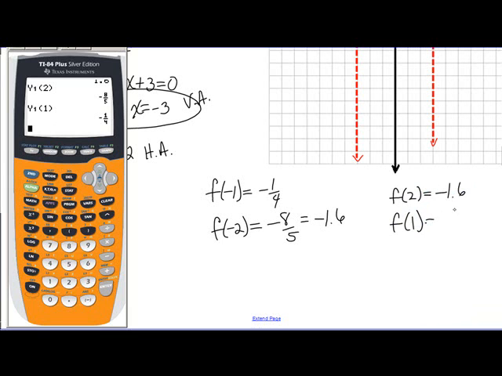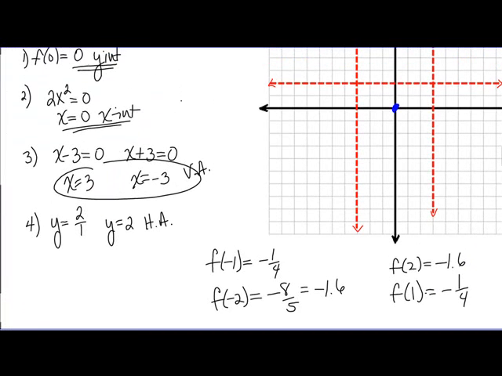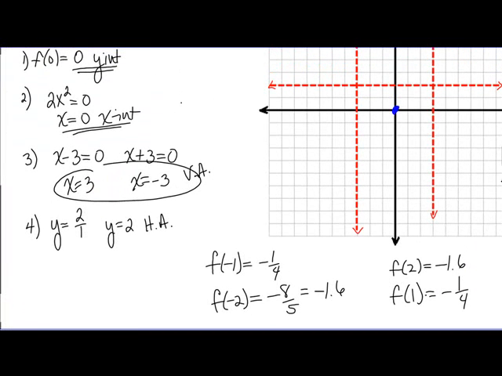So let me plot those points. When x is negative 1, y is negative 1/4. That's about right there. When x is negative 2, y is negative 1.6. So that'd be about right there. Same thing on the positive 1 and positive 2. And now I've got enough information. If I use the asymptotes, knowing that our curve has to come closer and closer and closer and never cross those vertical asymptotes, then I can sketch this part of the curve.